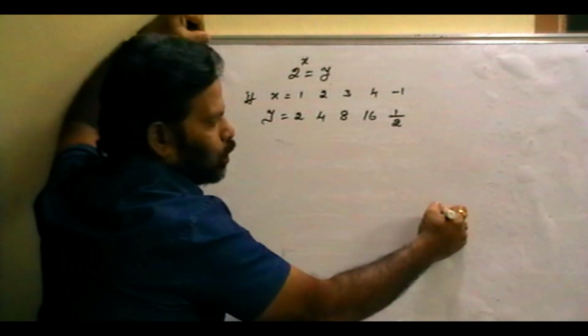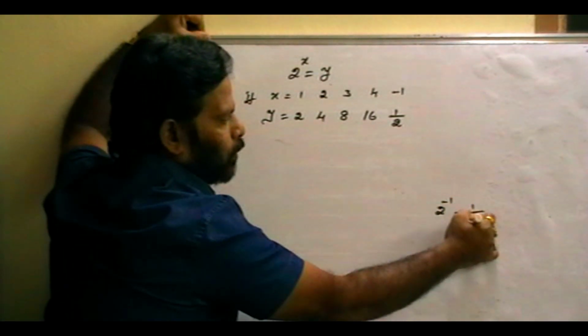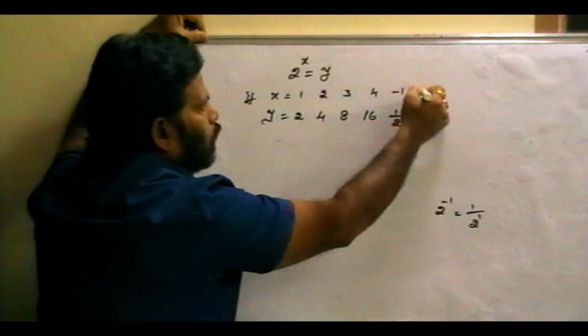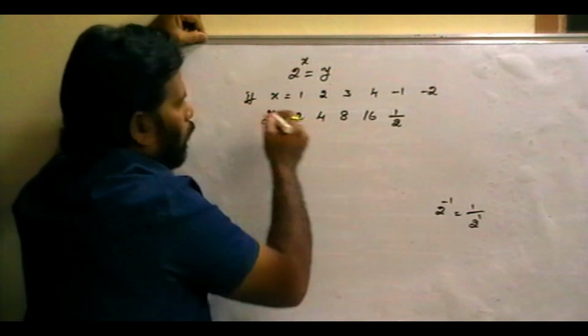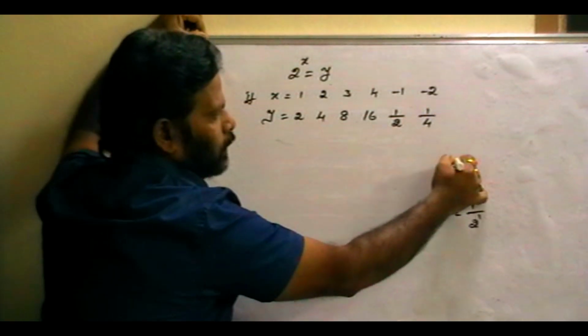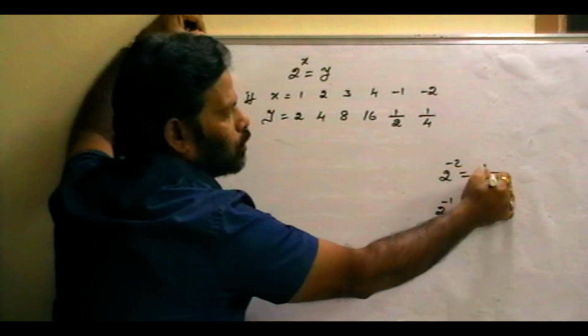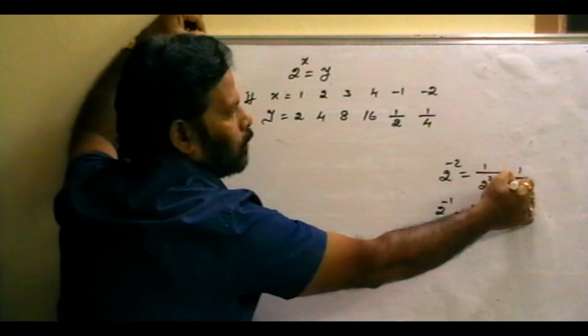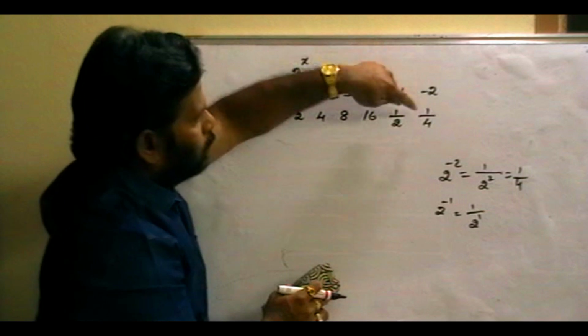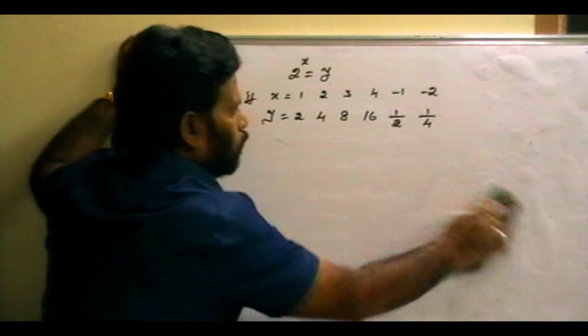Why? Because 2 power minus 1 is equal to 1 by 2 power 1, which is 1 by 2. If x is equal to minus 2, then what is the y value? It is 1 by 4. Why? Because 2 to the power of minus 2 is nothing but 1 by 2 square, and 1 by 2 square is equal to 1 by 4. So if x is equal to minus 2, then we get y value as 1 by 4.